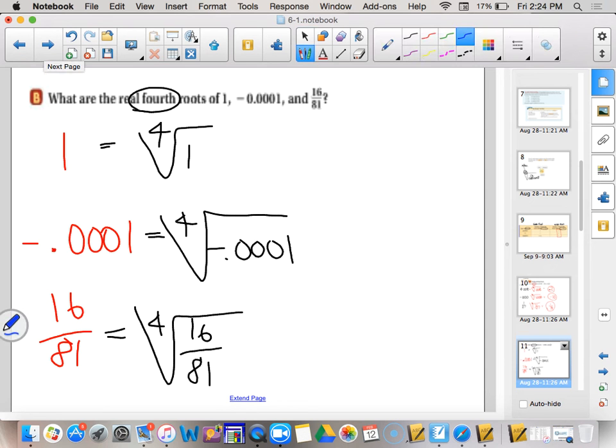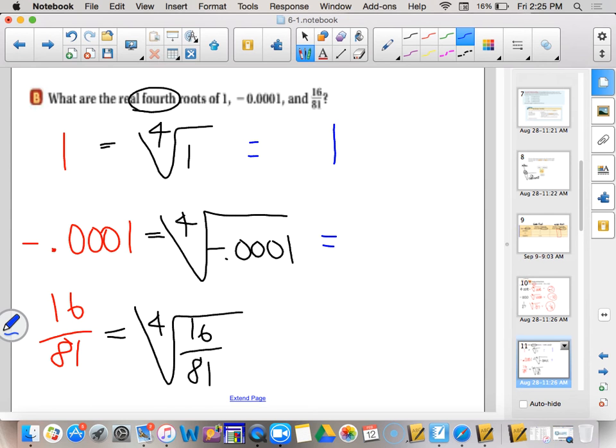Does anybody know how to put the fourth root in your calculator? First, I got to tell the calculator what root it is before I can even go to math. So I'm going to hit 4. Then I'm going to go to math. Then I'm going to go down to 5. Because if I choose 5, it has an X up in the top left-hand corner. Everybody see that? I'm telling the calculator to put 4 in that X spot. So 4, math, choose number 5, and then type in 1. And I get 1.